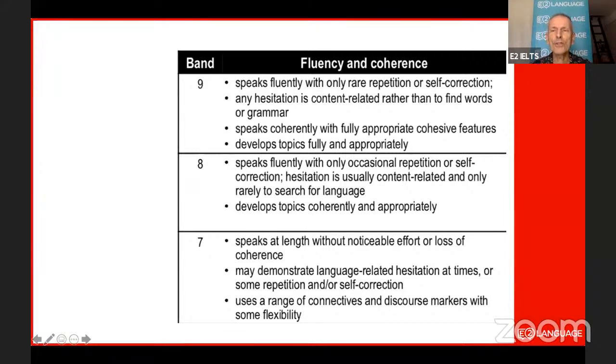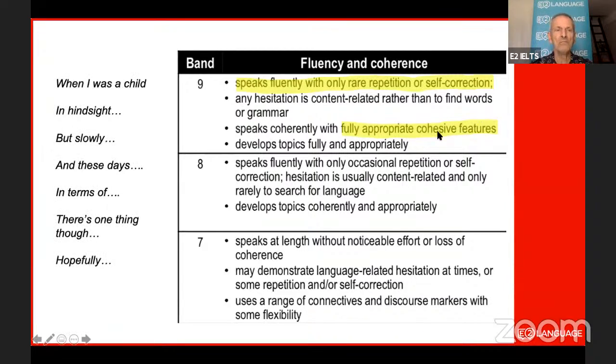But before we do, let's just have a look at what the examiner is using, or at least these are the public band descriptors. They're almost the same as the examiners. So if we're looking at his fluency and his coherence, coherence is how well does he help us to follow and understand what he's saying? Does he speak fluently with only rare repetition or self-correction? Does he use fully appropriate cohesive features? That means the right ones.